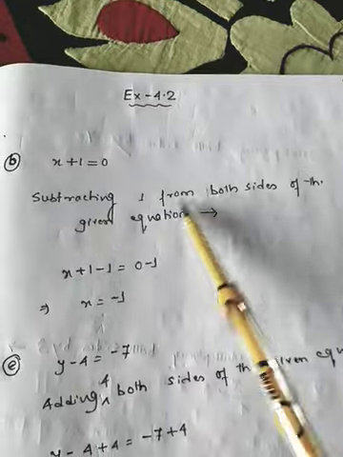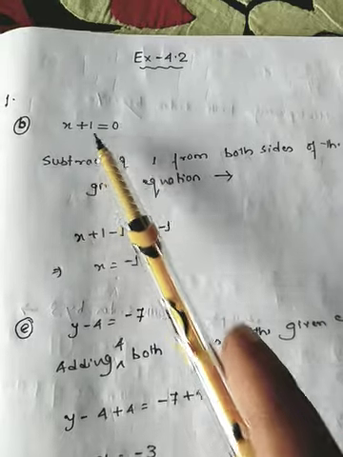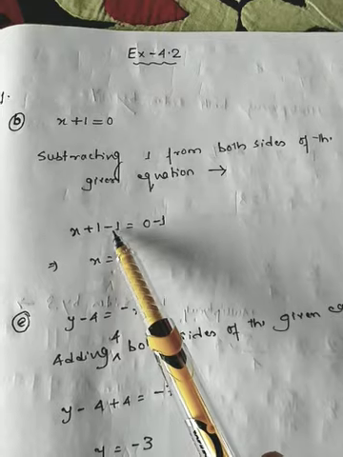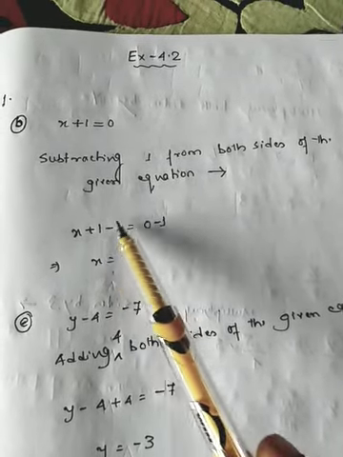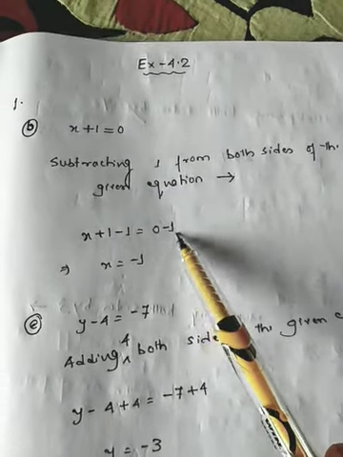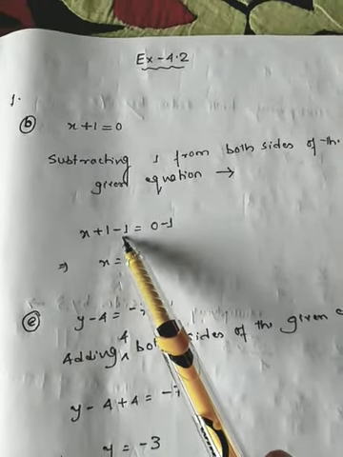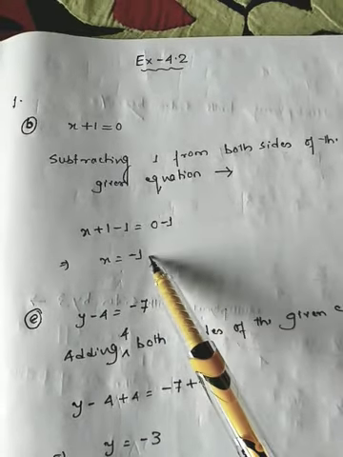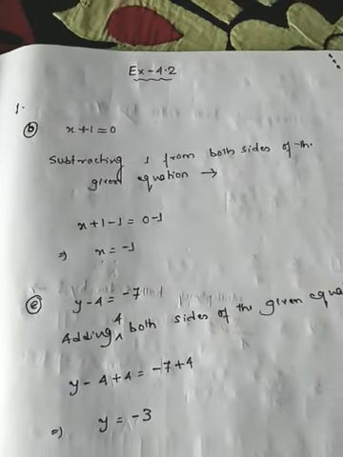Now, if we subtract 1 from both sides of the given equation, what will it look like? x plus 1 is already there, so I've written x plus 1, but I have to remove this plus 1. For that, I have subtracted 1 from it. But as I said, whatever you're doing on the left hand side, the same thing you have to do on the right hand side also. So with 0 also, you have to subtract 1. Now, when you subtract 1 from plus 1, it will become 0. So what will remain? x. And 0 minus 1 will be what? Minus 1. So the value of the unknown number, that is x, is minus 1. This is how you have to perform.